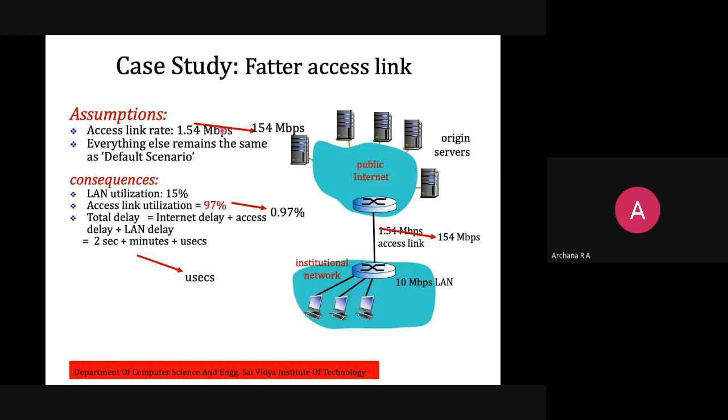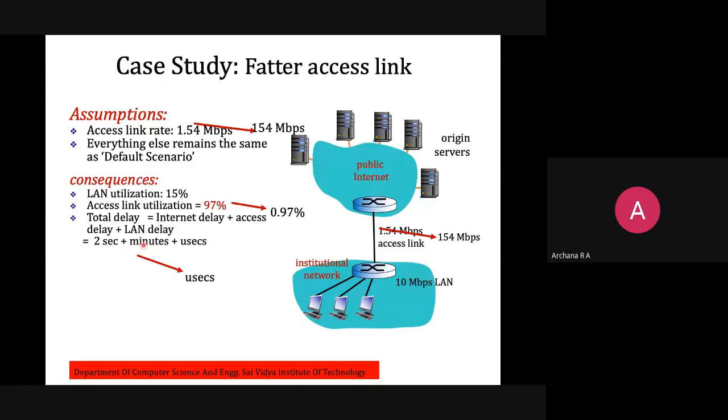After increasing the access link rate from 1.54 megabits per second to 154 megabits per second, the access link utilization will be reduced to 0.97%. The LAN utilization, 15%, remains the same. Only the access link rate changes. So if you increase the access link rate, you can decrease the access link utilization. The internet delay will be 2 seconds as usual, that is by default.